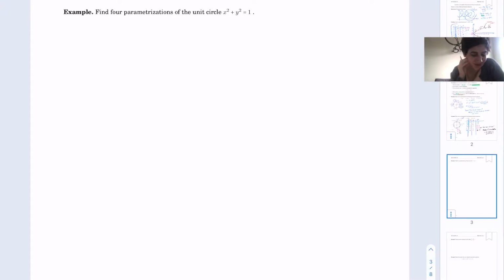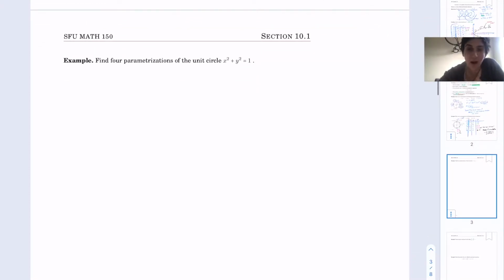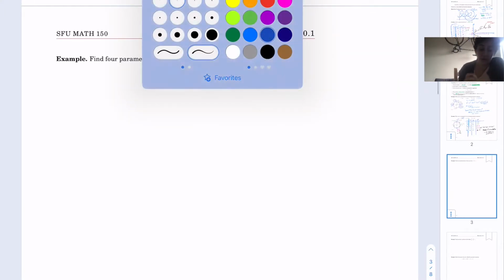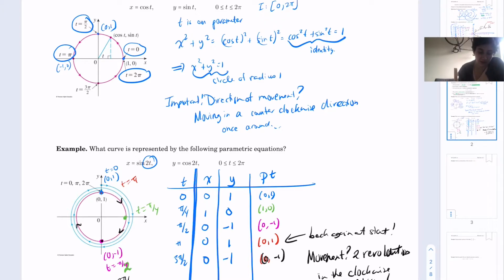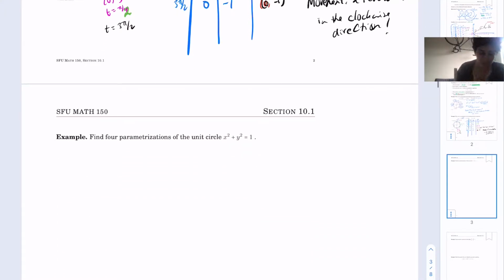All right. So kind of jumping off the work we just did in the previous video, we're asked to find 4 parameterizations of the unit circle. So we've done a couple. Here's one: x equals cos t, y equals sine t, and t is in the interval from 0 to 2 pi.